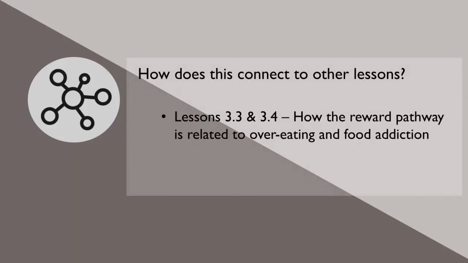Lessons 3.3 and 3.4 discuss how the reward pathway is related to overeating and food addiction in more detail. In Lesson 3.5, students read a primary paper about how hunger hormones may contribute to weight regain after dieting, and should have come to the conclusion that food cravings in the reward pathway need to be considered in an effective weight loss treatment.